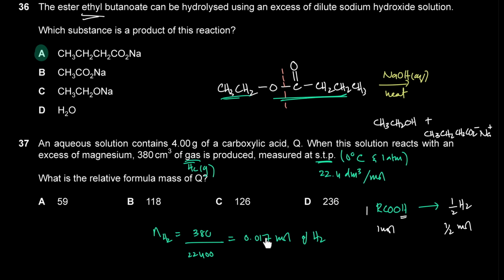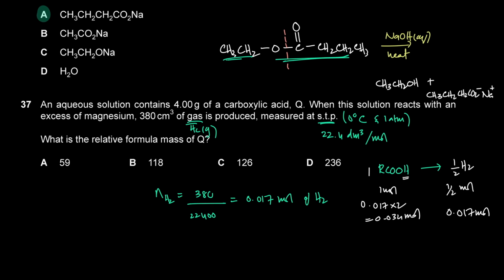So we're getting 0.017 moles of hydrogen gas. We have double the number of moles of the carboxylic acid. For every half a mole of hydrogen gas, we have 1 mole of acid. We have twice the number of moles of acid. That would be 0.017 times 2, which is 0.034 moles. So we have 0.034 moles of the carboxylic acid.